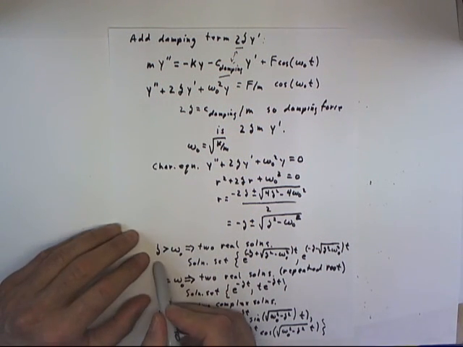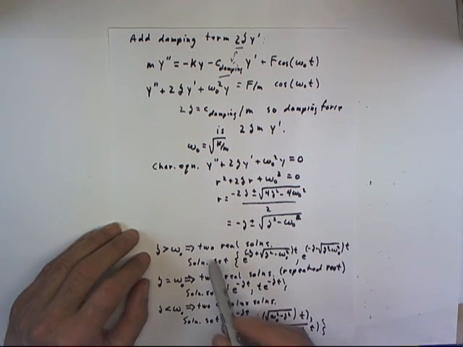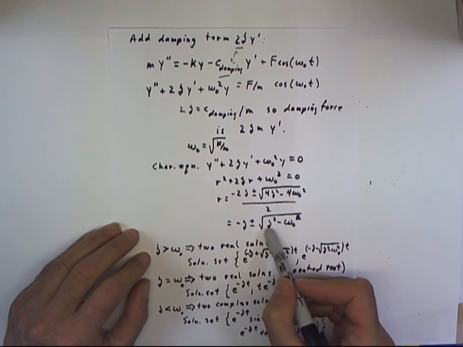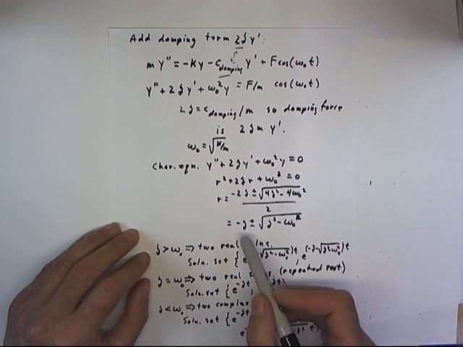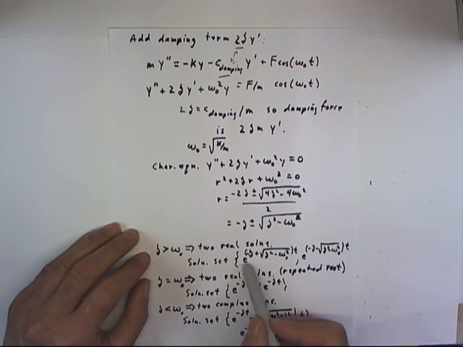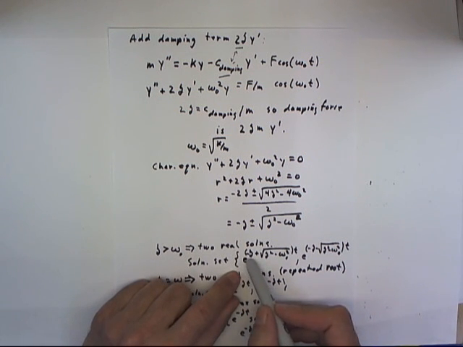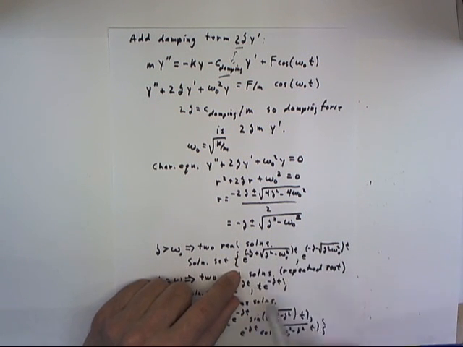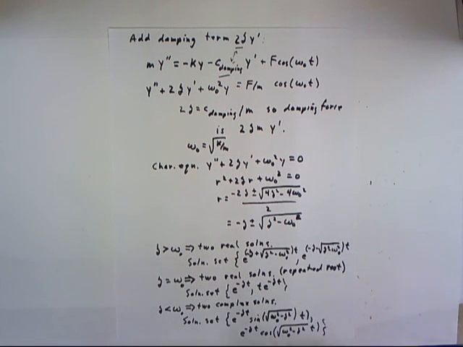So if delta happens to be bigger than our natural angular frequency omega naught, as you know, that's going to give us two real solutions. If delta is bigger than omega naught, then we have a positive under the radical, and we get two real solutions: negative delta plus the square root and negative delta minus the square root. And I've simply written that down here. We have a solution set e to the quantity negative delta plus the square root multiplied by t, and e to the quantity negative delta minus the square root, all multiplied by t.